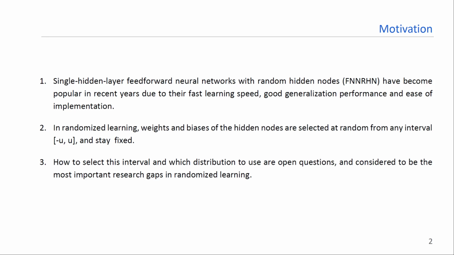In randomized learning, weights and biases of the hidden nodes are selected at random from any interval -u, u, and stay fixed. The optimization problem becomes convex, and the output weights can be learned using a standard linear least squares method. The resulting neural network has a universal approximation capability. But how to select this interval and which distribution to use are open questions.